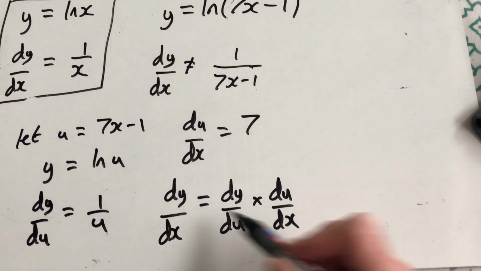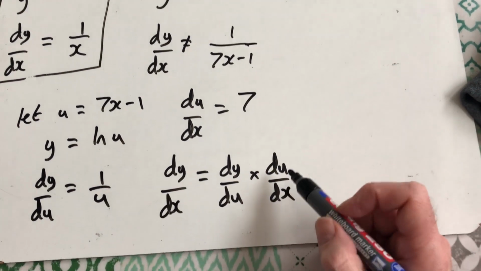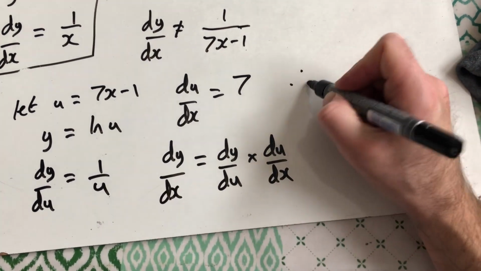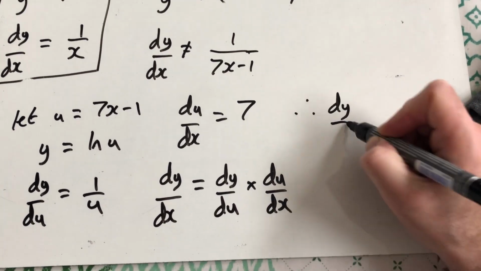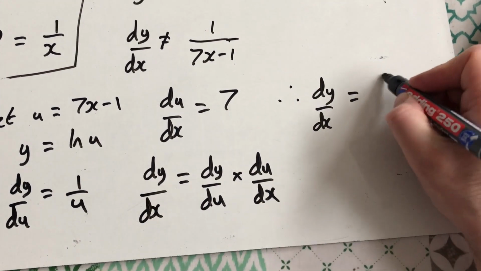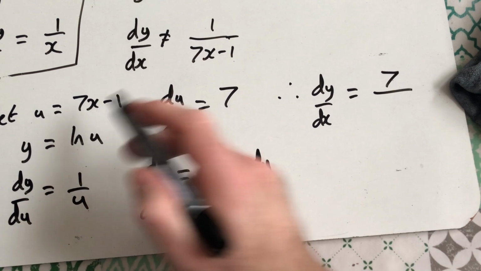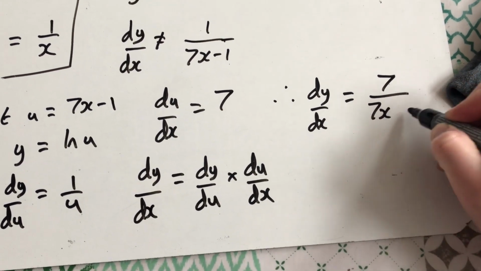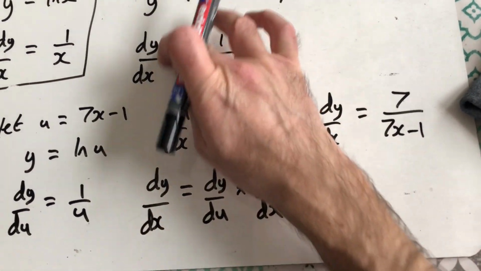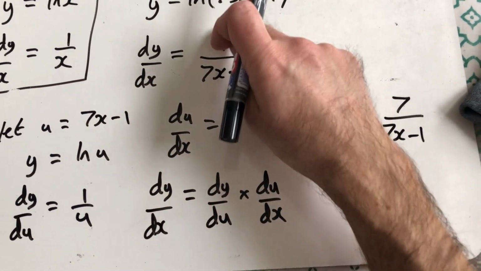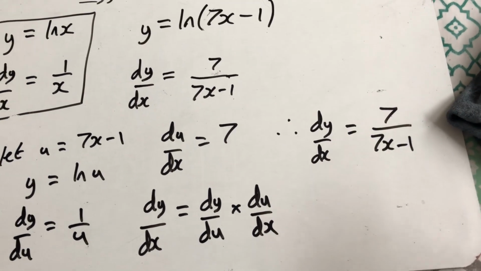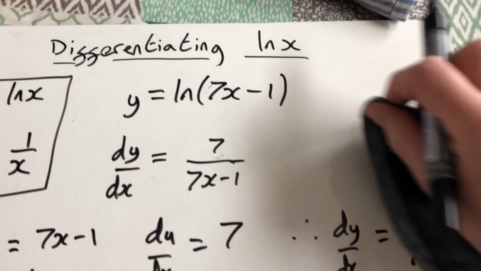And so dy dx is dy du times du dx. So that means you're going to be multiplying that by that, okay? So what does that mean? That means for what we're doing, dy dx is that times that. It's 7 over u. And u is 7x minus 1, so let's just put that in. You get 7 over 7x minus 1. Look at that, see? Our actual derivative is 7 over 7x minus 1. Let me give you another.